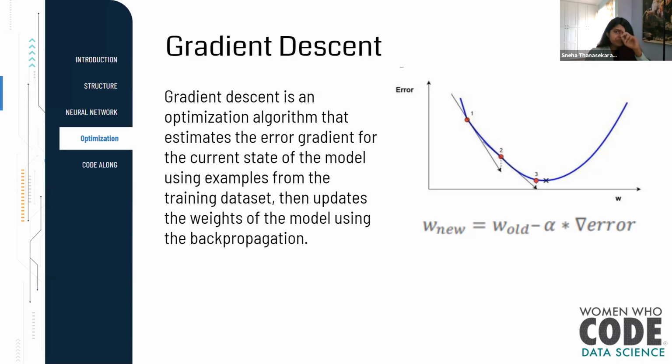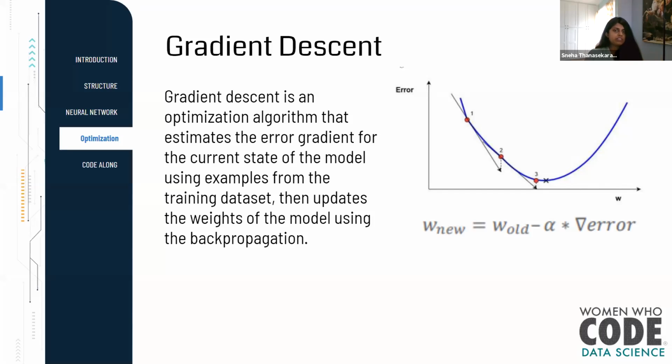In this diagram, we have a blue plot of the error depending on a single scale weight W. The minimum possible error is marked by the black cross here. And we don't know what weight will give that minimum error. We start out at a random value of W, which is given here in the red dot and marked as 1. One of the most common ways to approach this value is gradient descent.